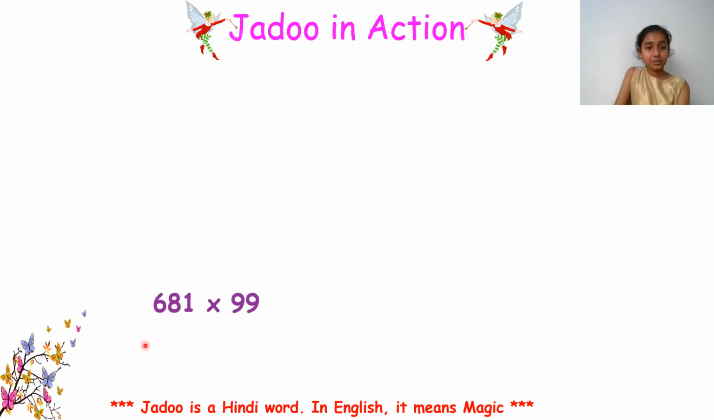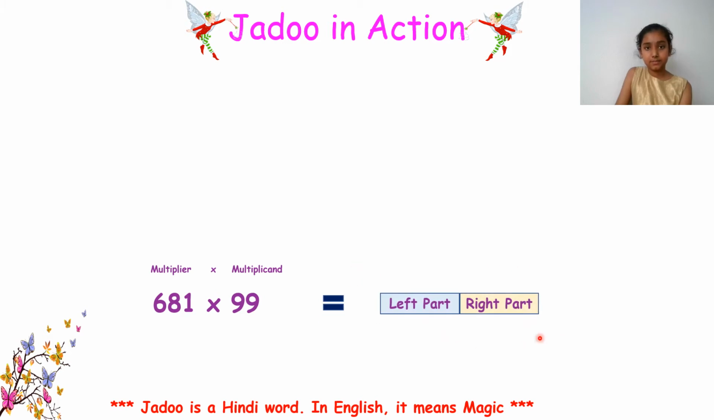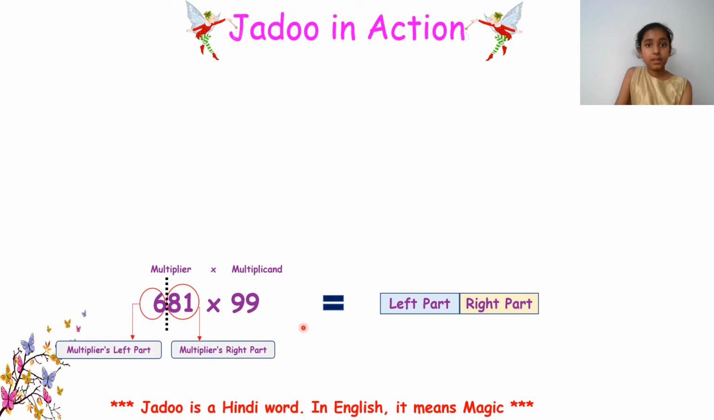For example, I took this question. As you already know, this number is multiplier and this number is multiplicand. As per today's secret, I've written this question's answer in form of magic part, like this. Now, let's divide multiplier. Now, let's find out left and right part value.